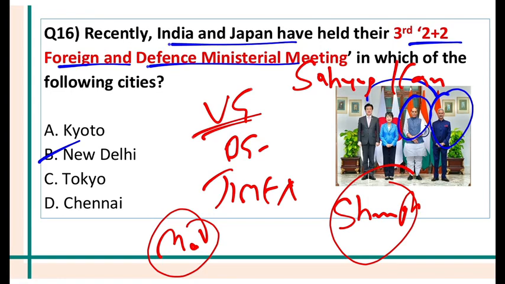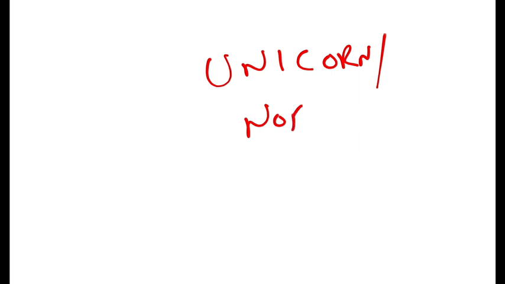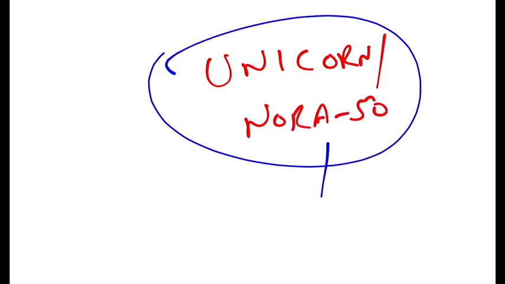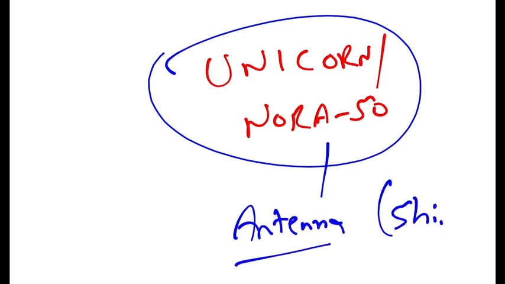India and Japan will work together, and one very important thing happened in this meeting. There is a Japanese technology called Unicorn, also known as NORA 50. What is it? It is an antenna used by ships, and Indian ships will be integrated with Unicorn or NORA 50 technology. This was the highlight of this meeting.